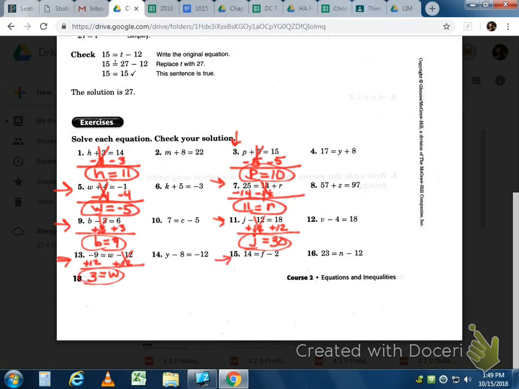Okay. And then number 15. 14 equals F minus 2. Sarah, what am I going to do? Yep, put plus 2 there and there. These mark out. Right, 16 equals F. All right, are there any questions?